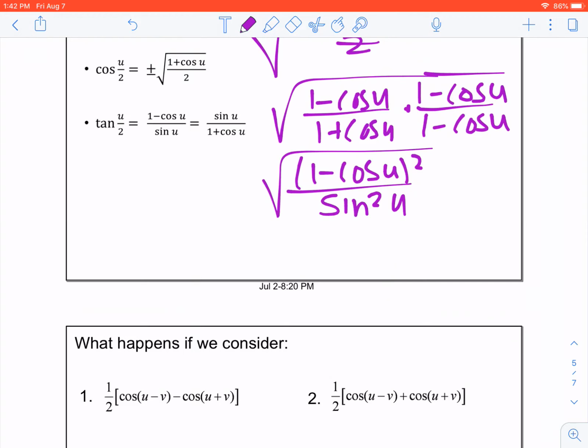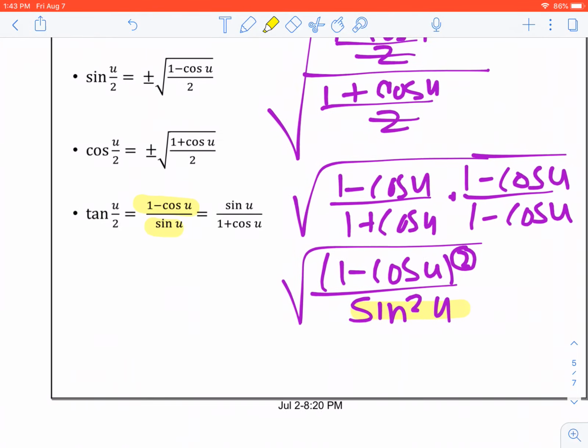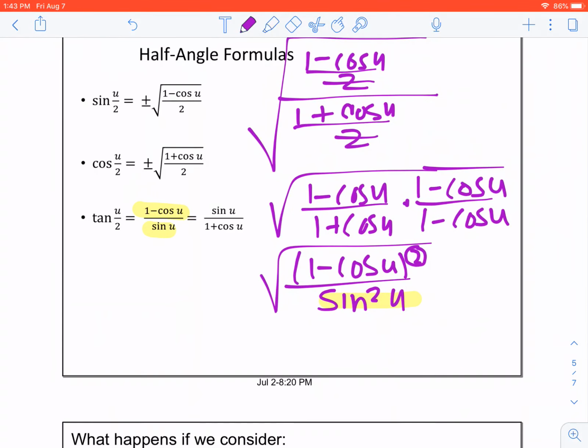And when you take their square roots, both of these will always be positive. If you're squaring the numerator, that's a positive value. If you're squaring the denominator, it is a positive value. So you don't have to worry about any kind of negative root coming out. So the square root of (1 minus cosine u) squared is 1 minus cosine u, and the square root of sine squared is sine u. So that is where your tangent half angles are coming from. And just to spare time, if you wanted to know how we derived that second version, you would do the exact same thing, except you'd multiply the numerator and denominator by 1 plus cosine u underneath the radical.